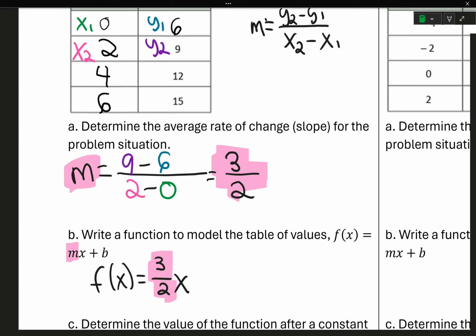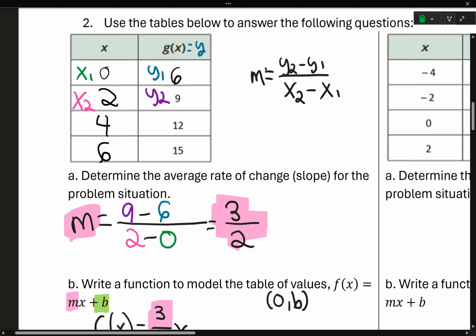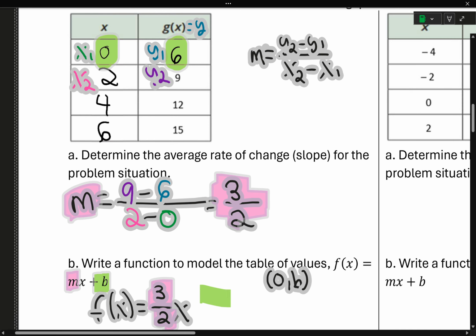Now we need to find b. B is our y-intercept. Whenever we have b, we're looking for a point on our table that's 0, comma b. So 0, comma a number. So we're looking for wherever x is 0. Let's find it. Here it is. Here x is 0, so the y-intercept is 6.